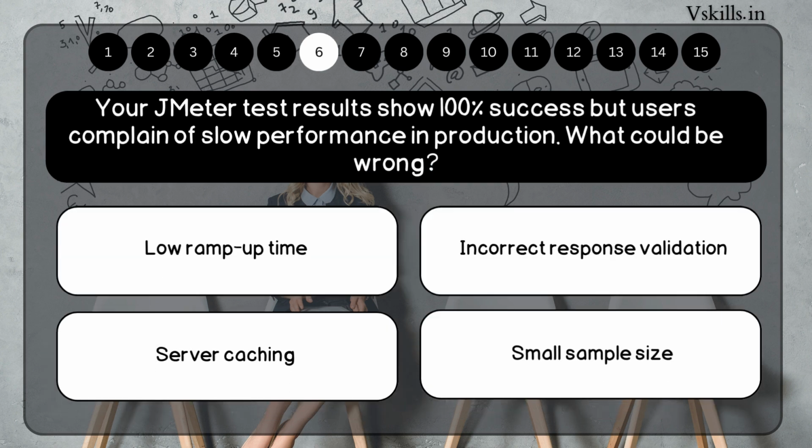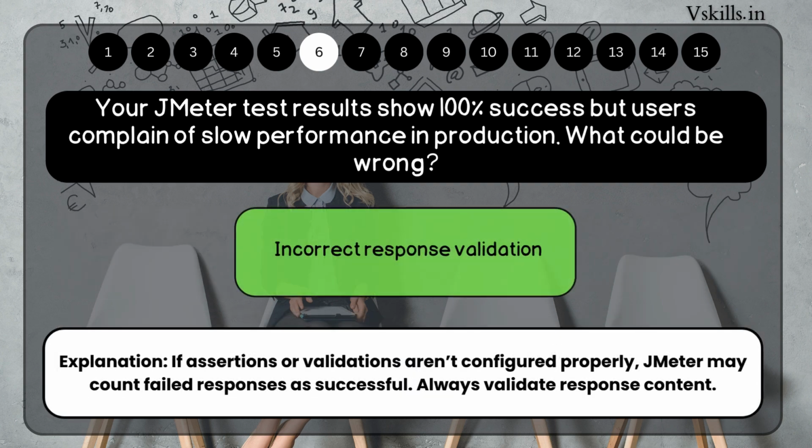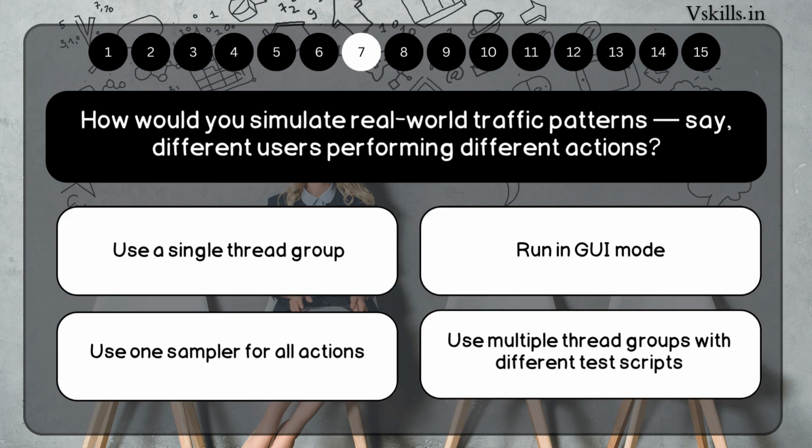Question 6. Your JMeter test results show 100% success, but users complain of slow performance in production. What could be wrong? The correct answer is incorrect response validation. As if assertions or validations aren't configured properly, JMeter may count failed responses as successful. Always validate response content.